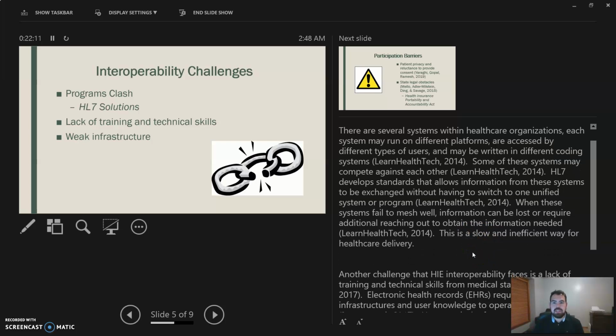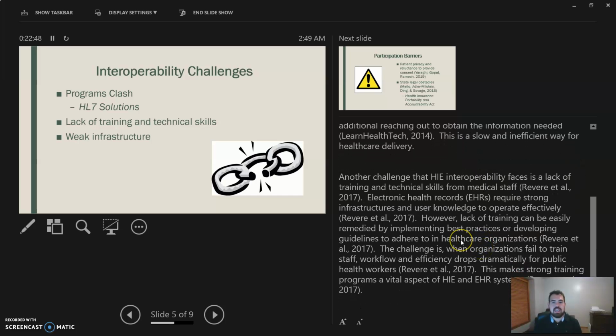Because there are several systems within healthcare organizations, each system may run on different platforms, may be accessed by different types of users, and may be written in a different coding system. Some of these systems may compete against each other. HL7 develops standards that allow information from these systems to be exchanged without having to switch to one unified system or program. When these systems fail to mesh well, information can be lost or require additional reaching out to obtain the information needed. And this is a slow, inefficient way for healthcare delivery.